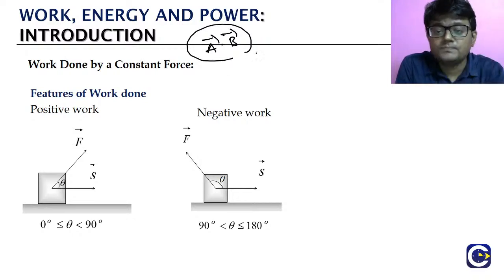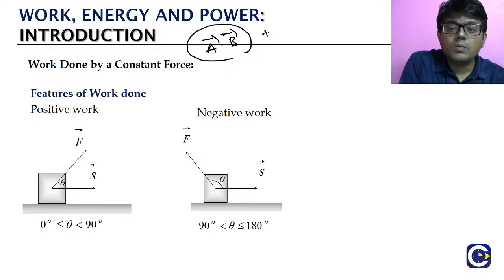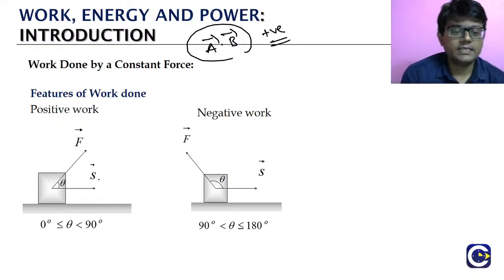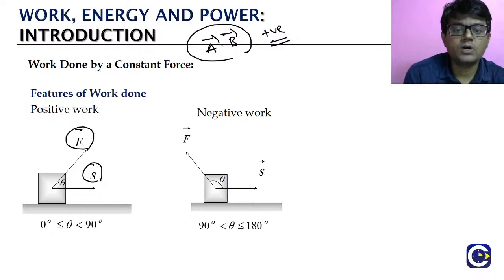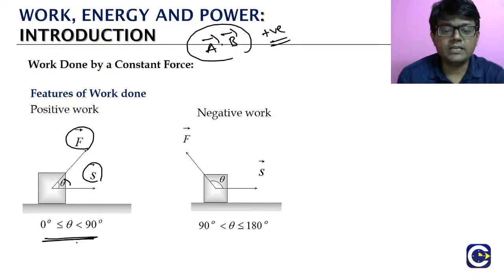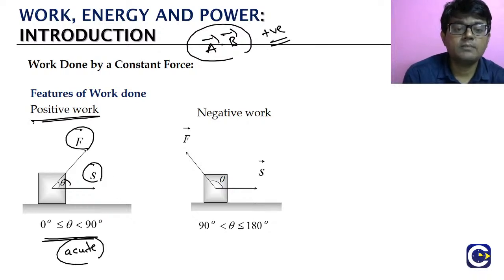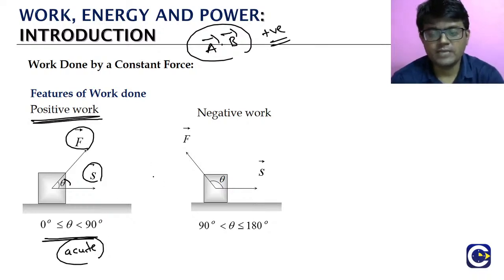The dot product value will be positive when the angle between the two vectors is an acute angle. So look at this here, we're talking about the dot product between force and displacement, right? If the angle between the two is an acute angle, so angle 0 to 90, this is the acute angle, right? So in this case, what will be the work done? It will be positive.